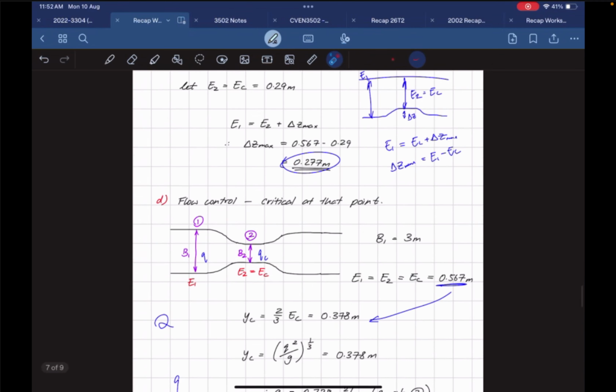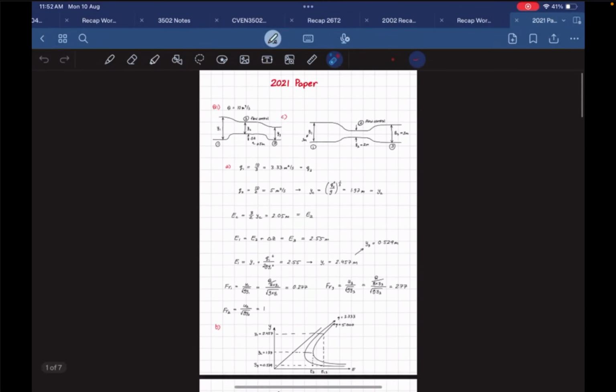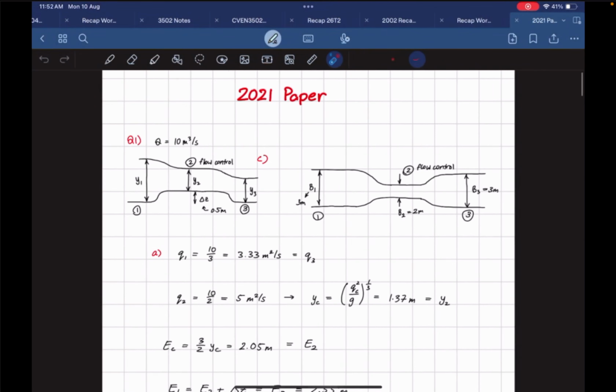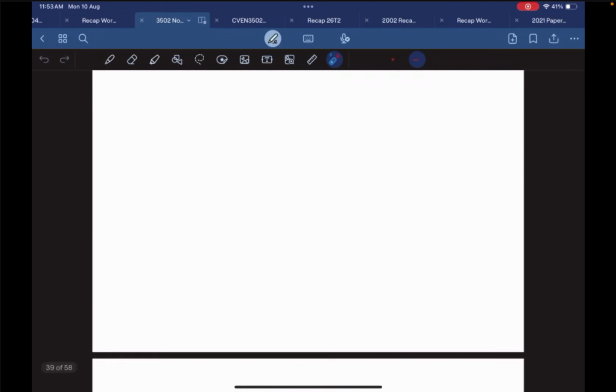I'll show you. I think in the 2021 paper, there's a flow transition here. You see the flow depth changes downstream of the hump? So I recommend doing this question over here. Question 1, 2021. Okay, one final question.